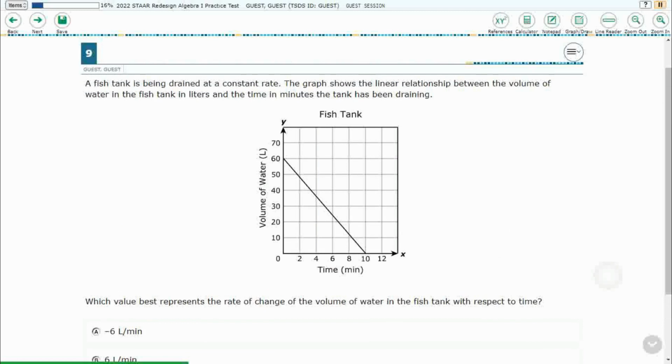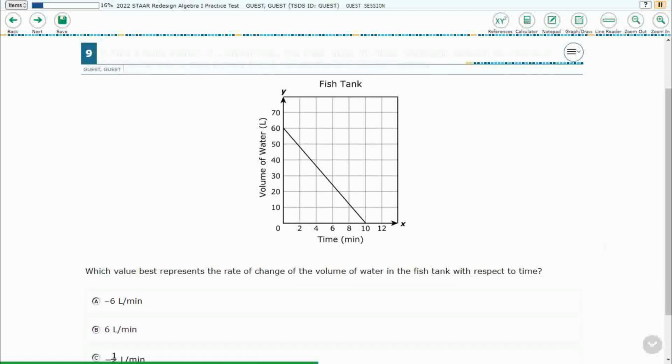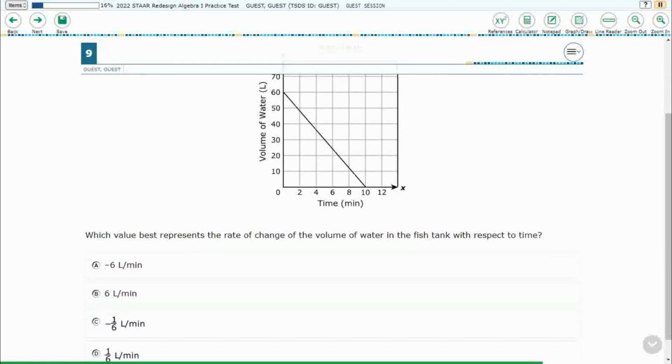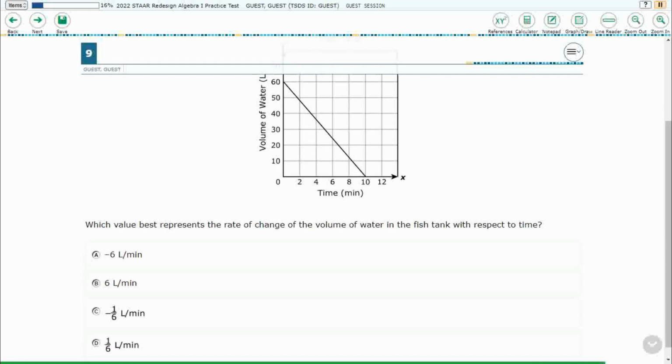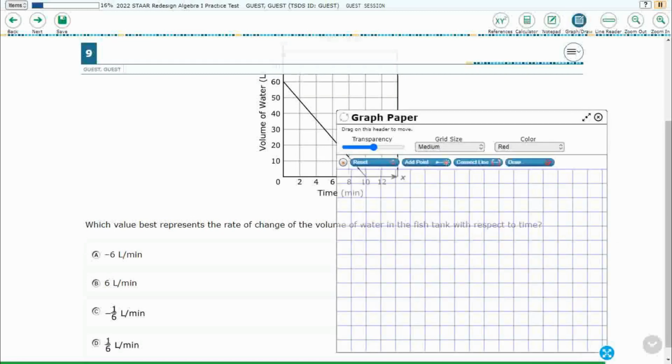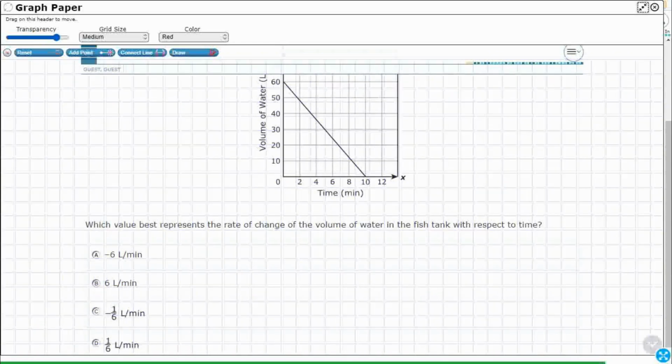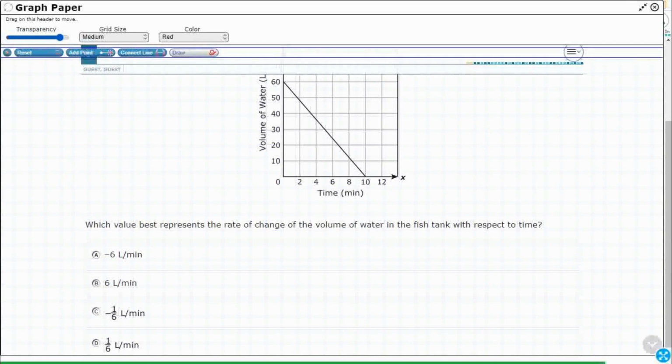So we have a fish tank here that's being drained at a constant rate. We have a linear relationship between the volume of water and the time in the tank. So I'm going to scroll this up here, kind of obscure the top part of the graph, but really I want to have all four answer selections shown here. So let me open up my graph draw feature, expand it out, increase the transparency, put the draw button on. So now I can draw on this. I'm going to make the transparency 100%. I don't need the grids to be sitting on top of this graph here.